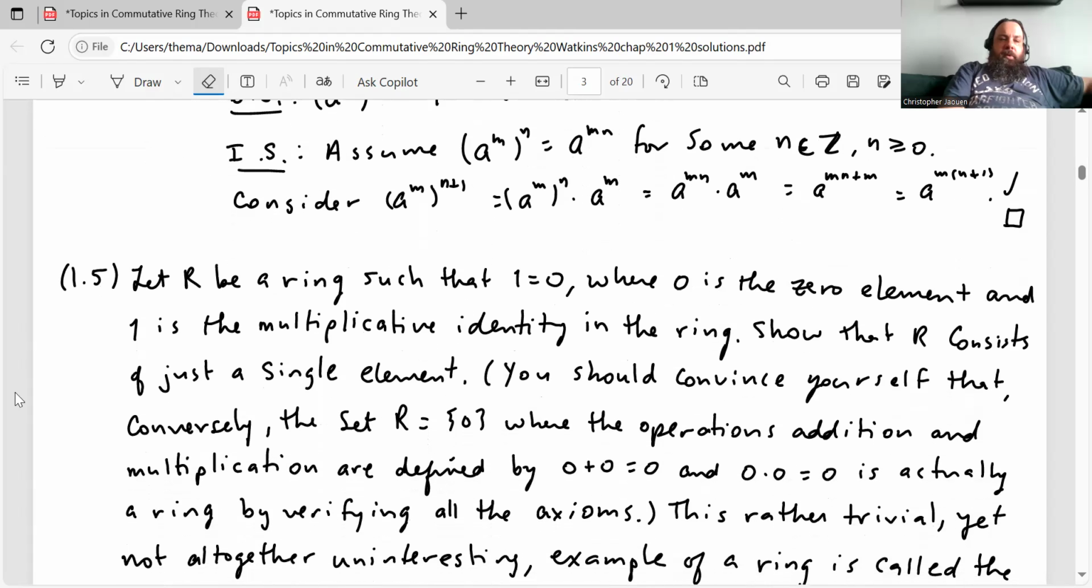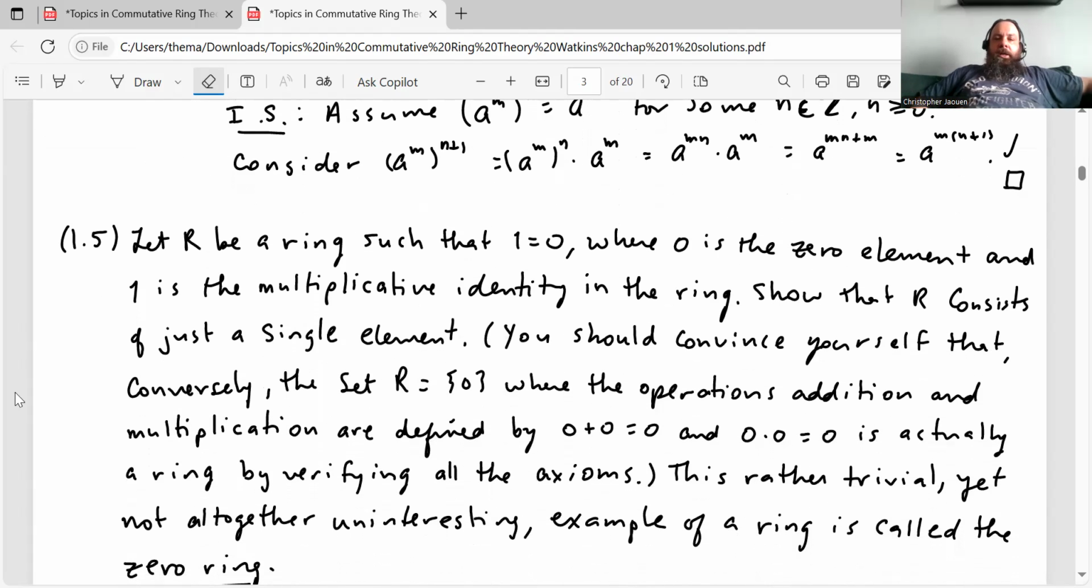Okay, question 1.5. Let R be a ring such that 1 equals 0, where 0 is the zero element and 1 is the multiplicative identity in the ring. Show that R consists of just a single element. And then Watkins says you should convince yourself that conversely the set R equal to the singleton, just the additive identity, where the operations addition and multiplication are defined by 0 plus 0 equals 0, and 0 times 0 equals 0, is actually a ring by verifying all the axioms. This rather trivial yet not altogether uninteresting example of a ring is called the zero ring.